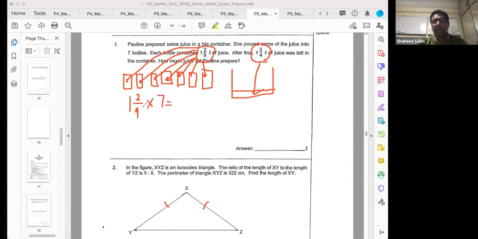You change this to a mixed number. 1 times 9 is 9 plus 2, 11. 11 over 9 times by 7. Please go.